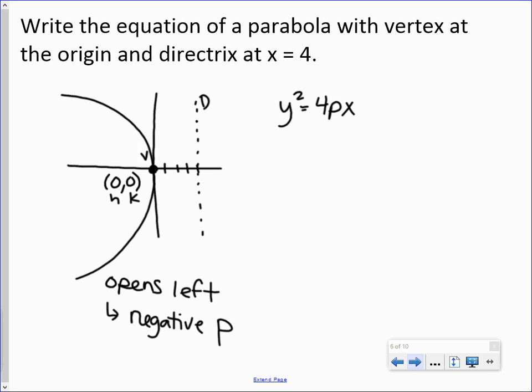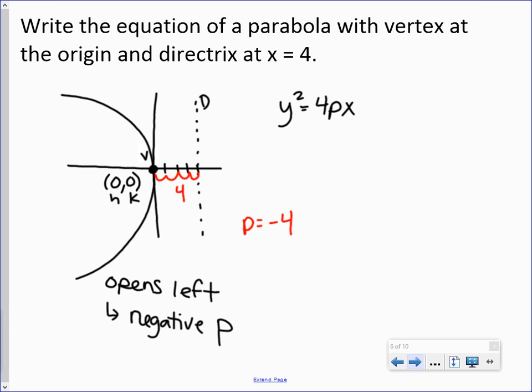P is just the distance from the vertex to the directrix, or the distance from the vertex to the focus. In this graph, we can count the distance to the directrix. So we know the distance to the directrix is 4. Okay, and so we'd be thinking, okay, P is 4, but to go to the right for the directrix, it would really have to be negative 4, or we could think about because it opens left, it has to be negative 4. Okay, so then we know from those two pieces of information that P is negative 4.